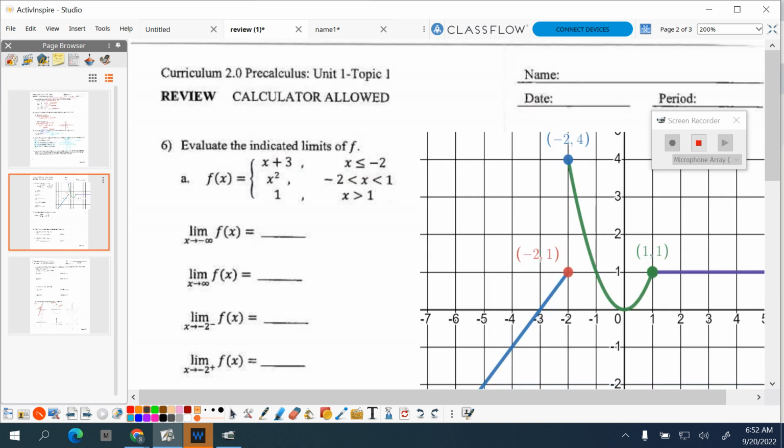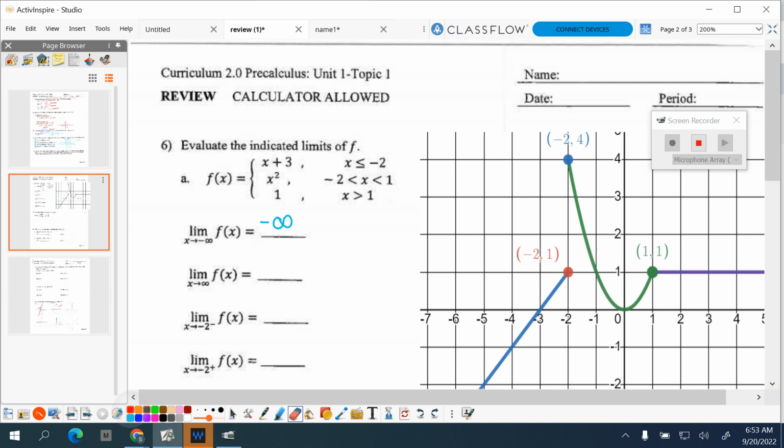All right, it says evaluate the indicated limits of f. Here's our graph. So, the limit as x goes to negative infinity: I'm going to start from the right and go towards negative infinity and see where the y values go. It looks like those y values are decreasing towards negative infinity. That's how I look at it. I follow the path that I need towards my limit.